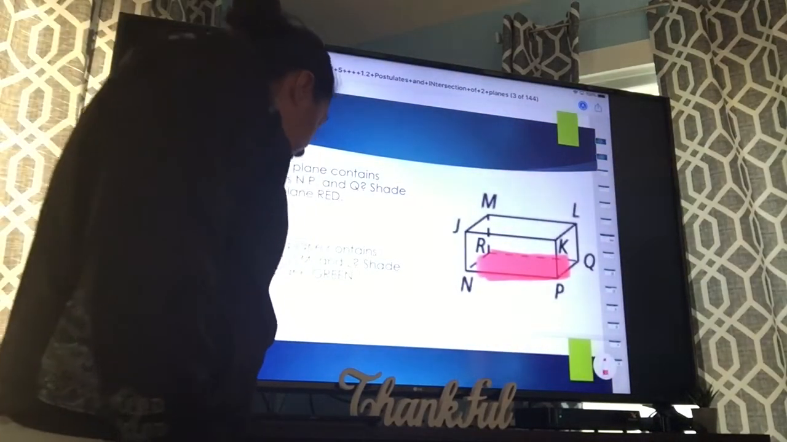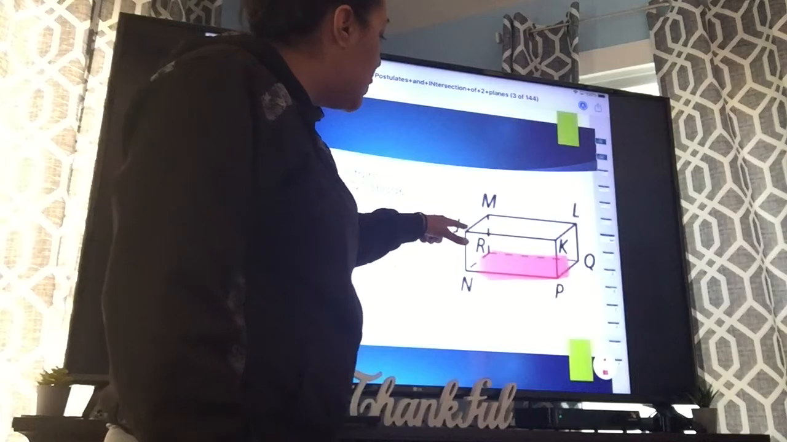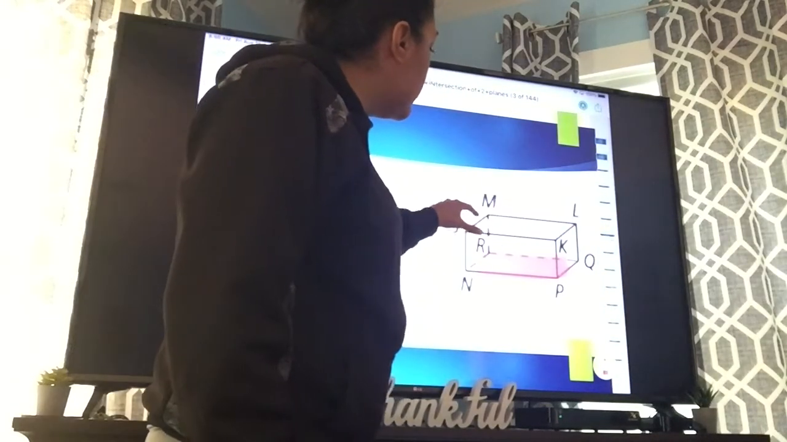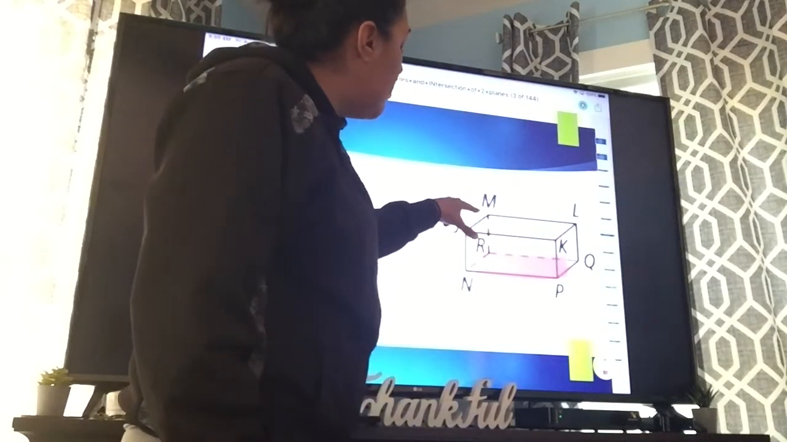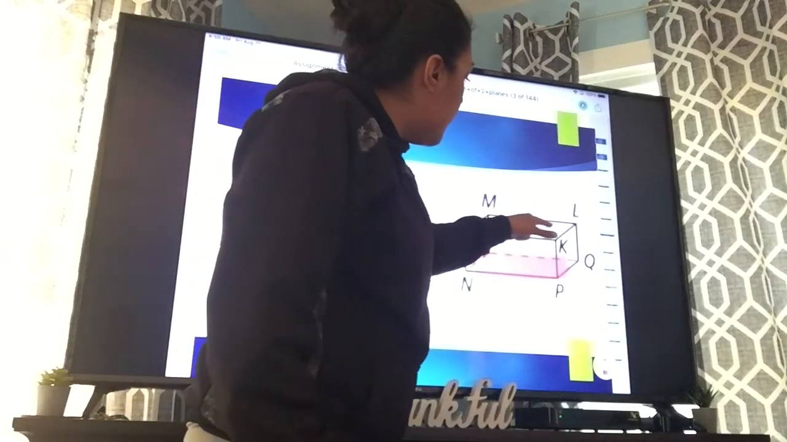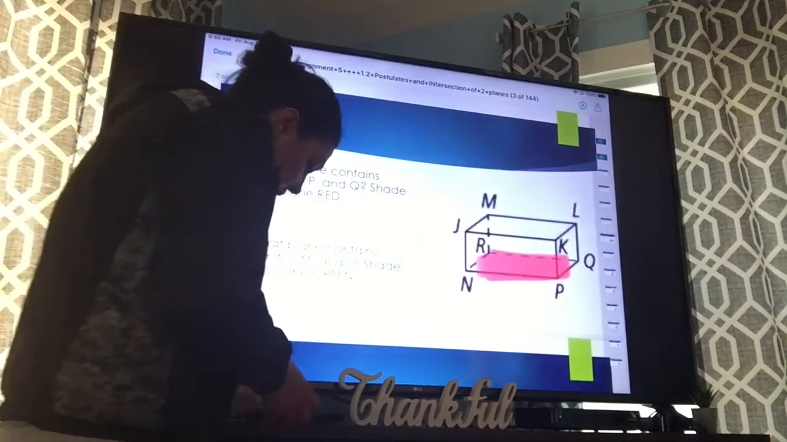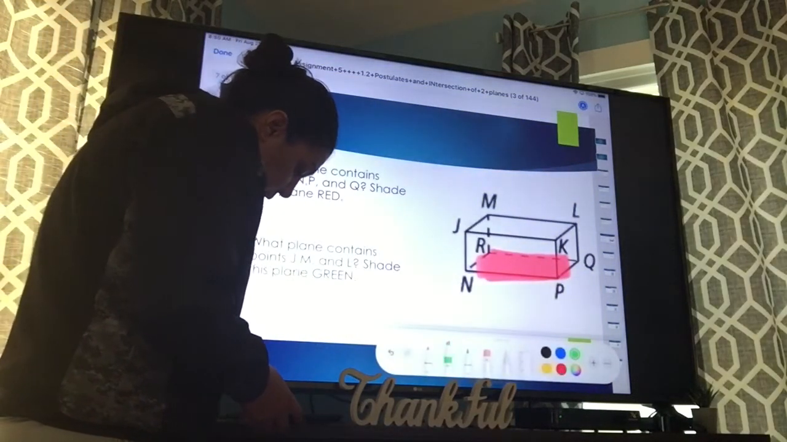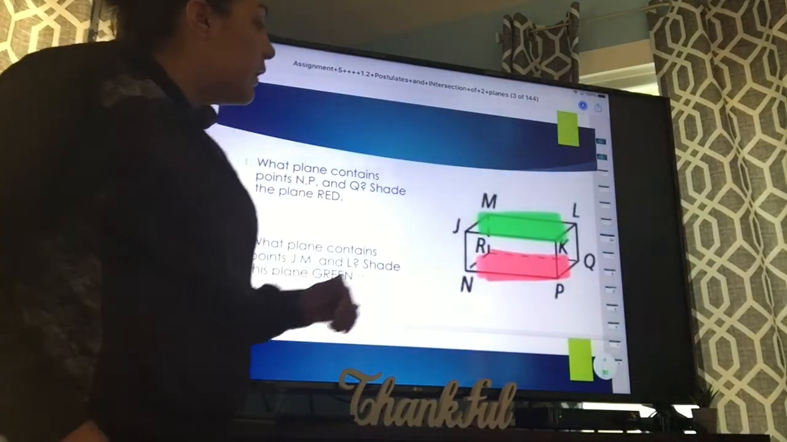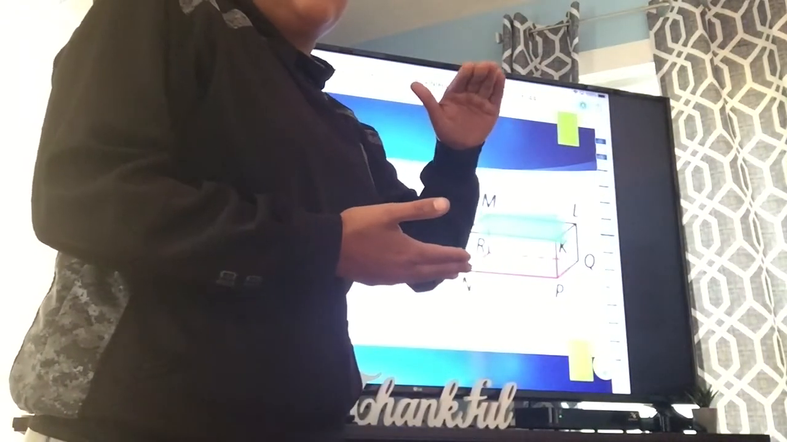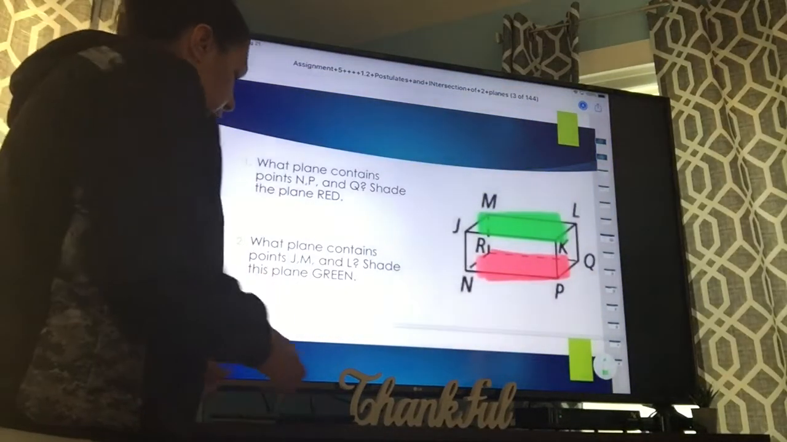Okay, the next one says, what plane contains the points J, M, and L? So find your pieces, J, M, and L. You can see that makes this little L shape, and with only 3 points, we know it's going to have to be this top piece of the box. So we're going to shade that one green. You're going to shade this whole top block green. That's the top part of that rectangle or cube, however you want to explain it.